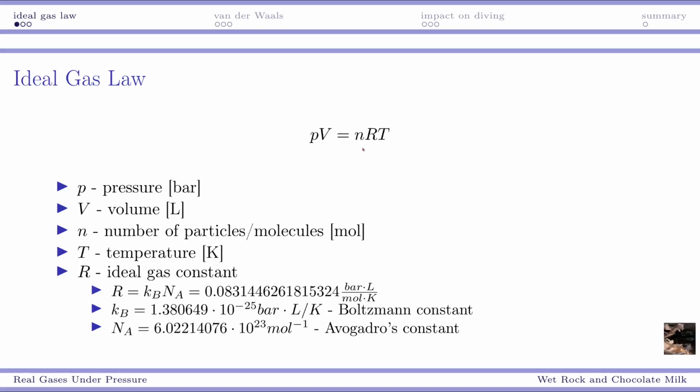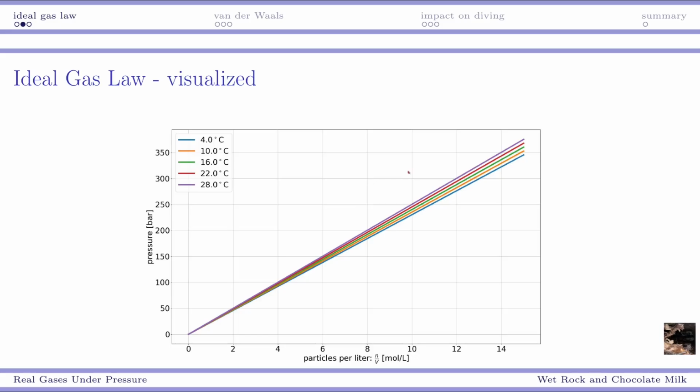But realistically, what we really care about is the density of particles. So what we're going to be looking at is mainly the number of particles per liter in order to make our visualizations. So let's have our first visualization here. If we take the density of particles and we vary it, and we look at the pressure at different temperatures, then we get a fun little linear plot, all fine at different temperatures. And this is where most of the laws that we use in diving come from.